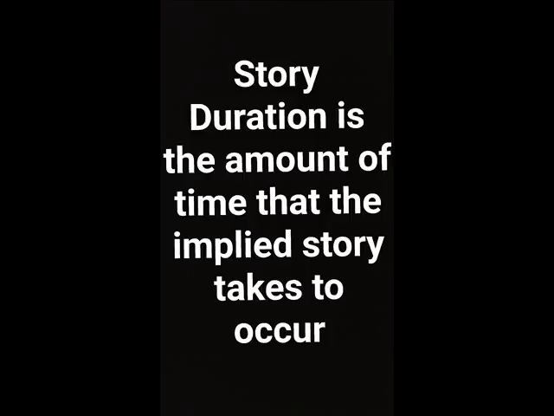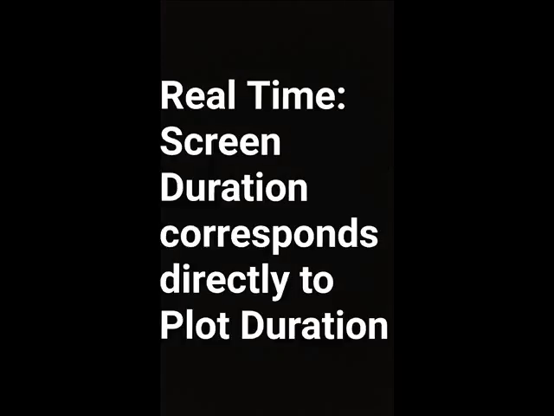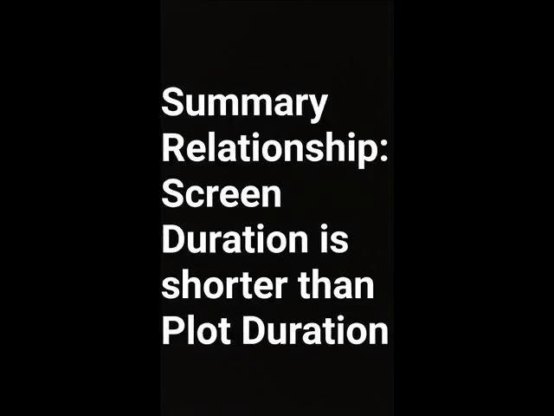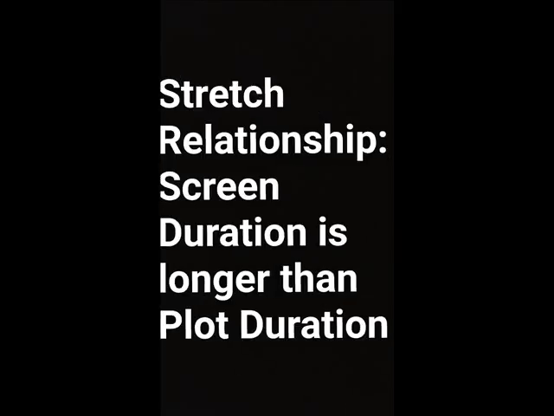The relationship between the two can be characterized in 3 different ways: real-time, summary relationship, and stretch relationship. Real-time is when screen duration corresponds directly to the plot duration. Summary relationship is when screen duration is shorter than the plot duration. And stretch relationship is when screen duration is longer than the plot duration.